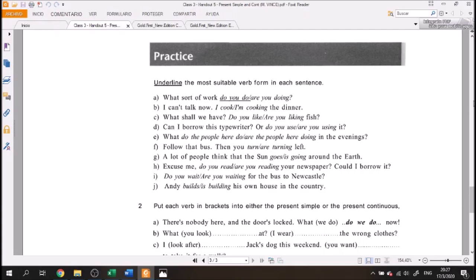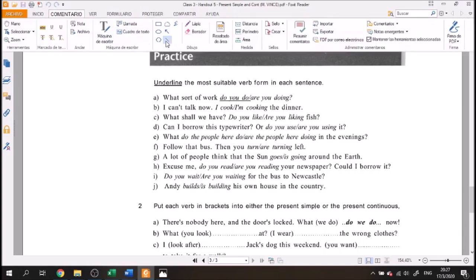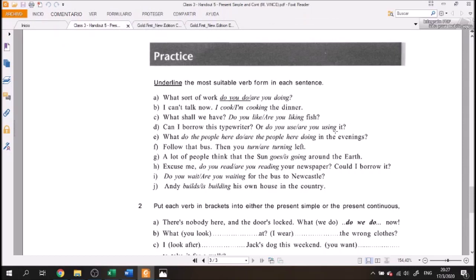Let's get started. So, in the first activity, you had to underline the correct alternative. A has already been done as an example. Number 2 says, I can talk now. I cook or I am cooking dinner. Please, every time I ask a question, I expect you to write in the chat the answer if you can, or at least say it out loud so you practice more English, even though I'm not there with you.